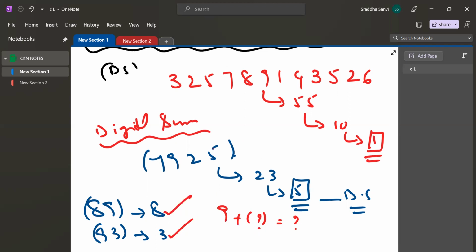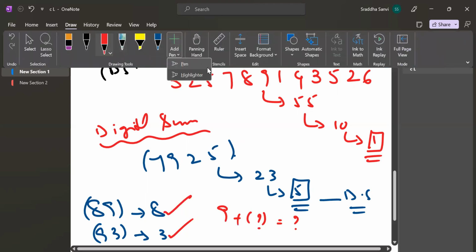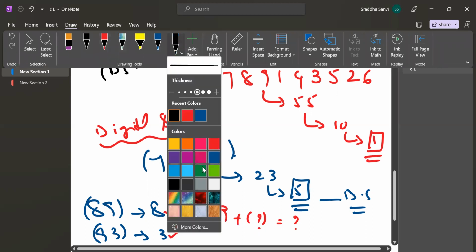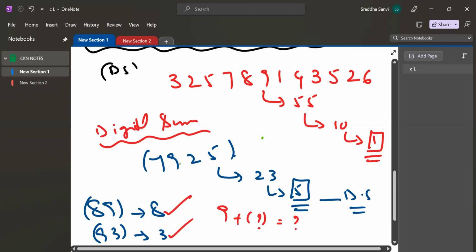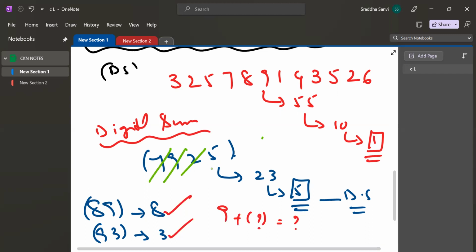So in the process of finding a digital sum, wherever I can make a sum of 9, I can eliminate the sum 9. The left out number sum is going to be the digital sum, right? So here for my vehicle registration, 9 is waste, 7 plus 2 is 9 waste, the left out number is 5. That is my digital sum, right?